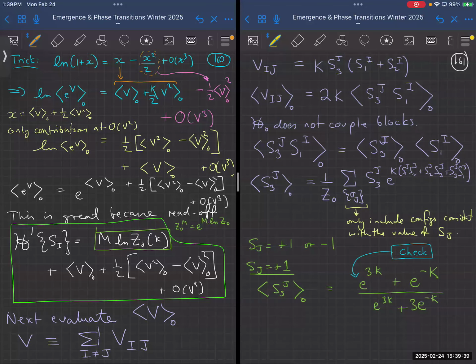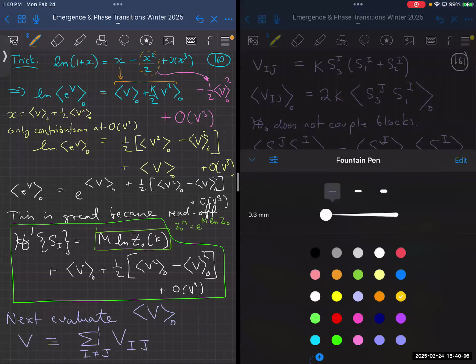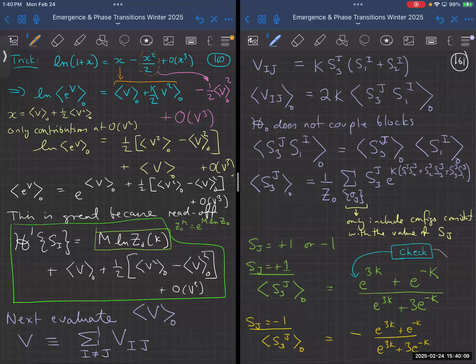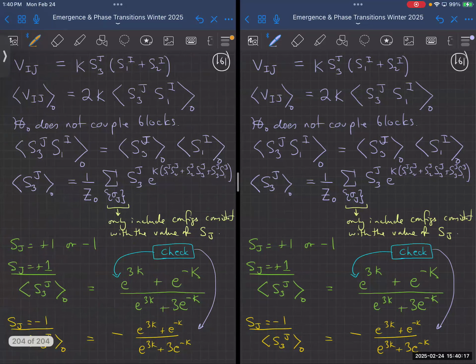Now, what happens when Sj is equal to -1? You do the same thing, and what you find is minus e to the 3k plus e to the minus k over e to the 3k plus 3 e to the minus k. Again, I'd like you to check that. It won't take you very long, but I don't want to ask you to do it right now in the lecture because I want to get to the next point in the calculation.